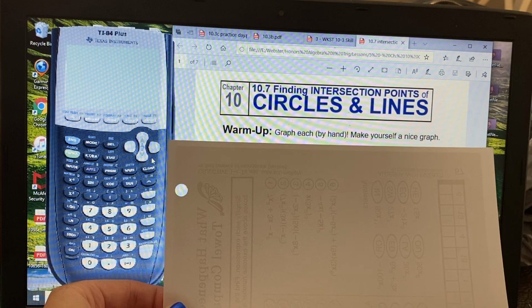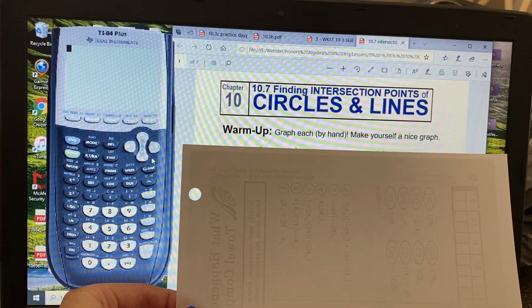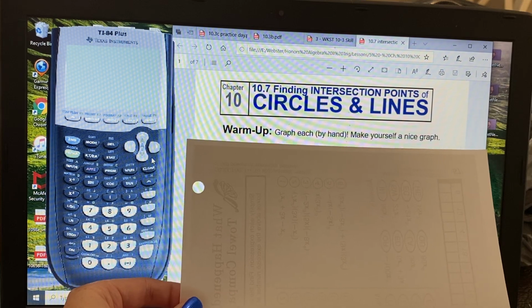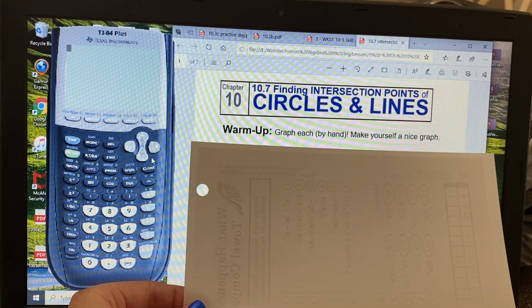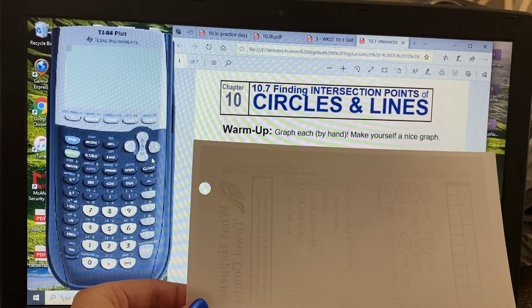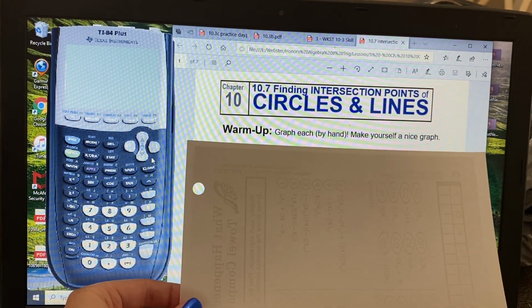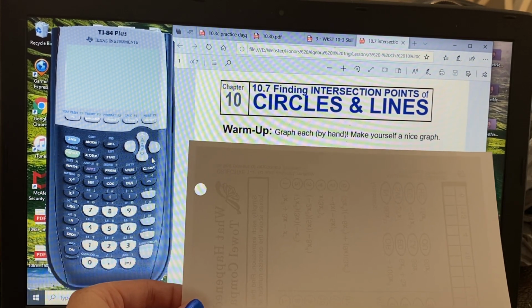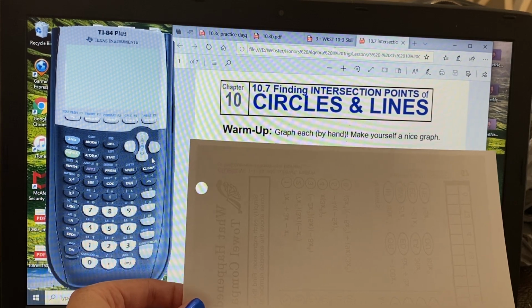So I'm going to show you a few examples through 10.7. This is basically systems. Back in chapter 3, if you recall, we talked about elimination, substitution, and graphing, and it was pretty much with quadratics and lines. Those are the two main ones that we talked about. But now we're going to throw that in with circles.